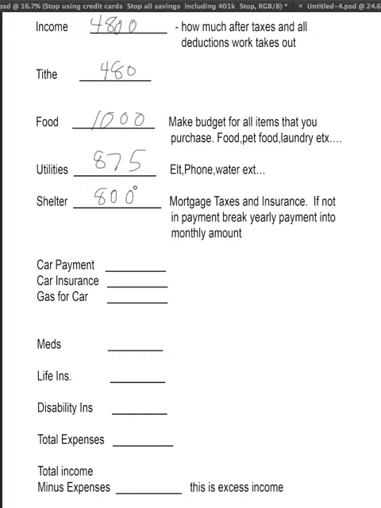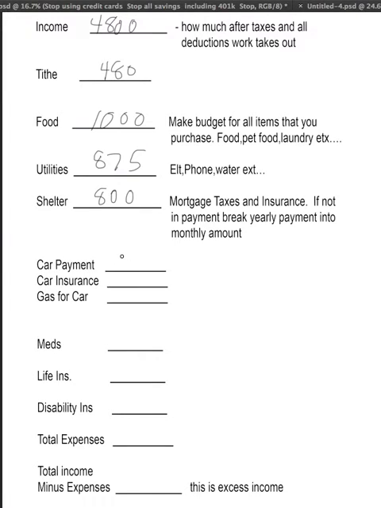Now, if you rent, that would go here also, but if you have a mortgage that doesn't have your taxes and insurance in there, go ahead and take the yearly amount and divide it by 12, because everything in your budget, all these items that are on your budget portion of your cash flow, they need to be broken down monthly so that it's there.